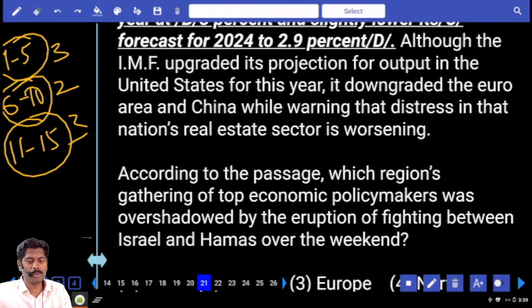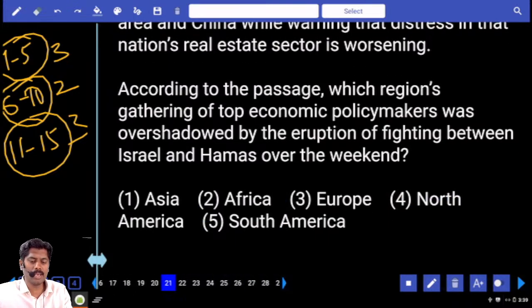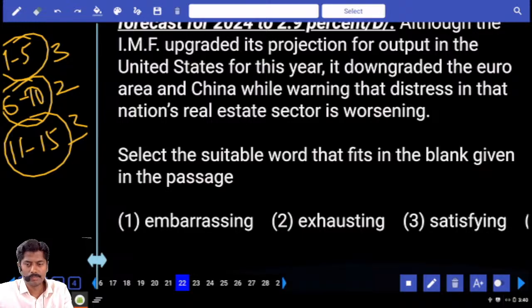Anyways, it is not properly given. You can skip in the examination. Since it is not proper, it is better to skip. Or you can give a guess. You can try for a guess. Fill in the blank.